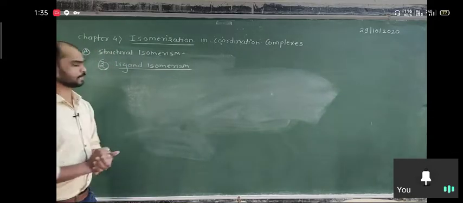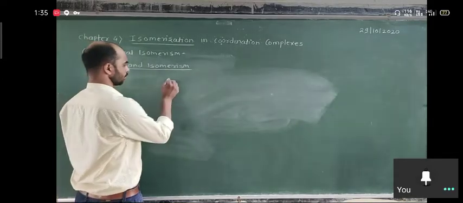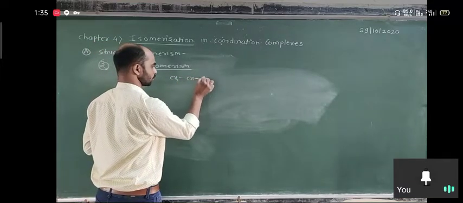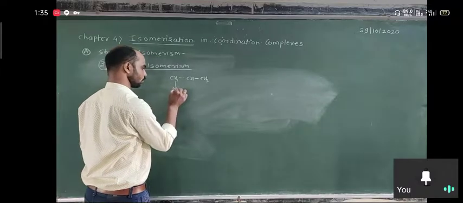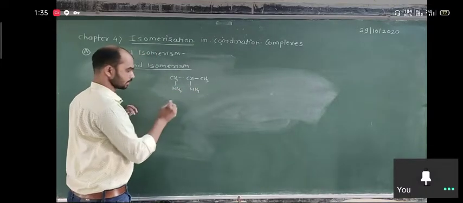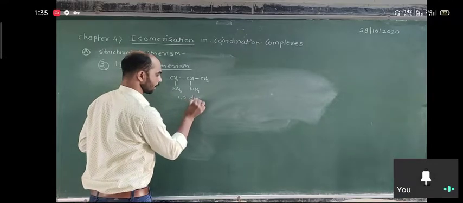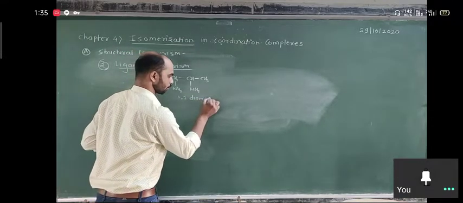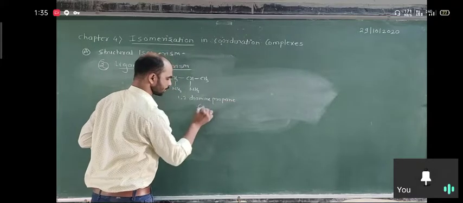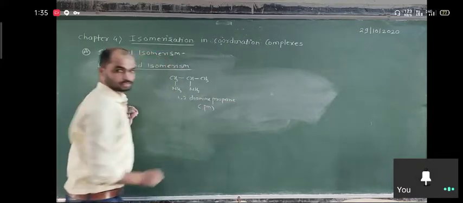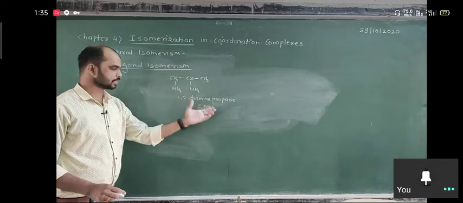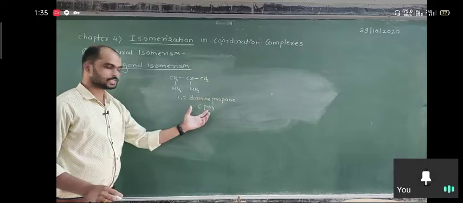For that, the simple example here is 1,2-diamine: CH2, CH, CH3, NH2, NH2. So what is the name of this? This is 1,2-diaminopropane, right? And it is represented in short form as PN. Just like ethylenediamine is EN, here 1,2-diaminopropane is PN.